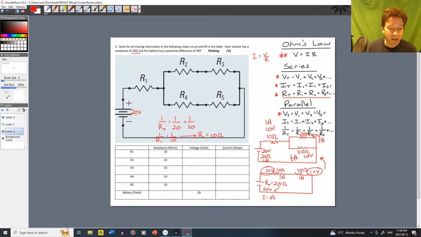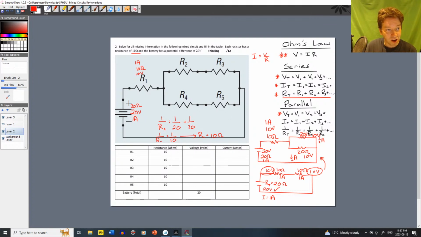Okay, now we can go and solve everything over here. So we know R1, right? R1 we solved back here. So it's 10 ohms, that's in the question, and 1 amp and 10 volts. So 1 amp and 10 volts. We know our totals, right? Our total resistance is 20 ohms. And where's our current? 1 amp. So we need to find R2, R4, R3, and R5.